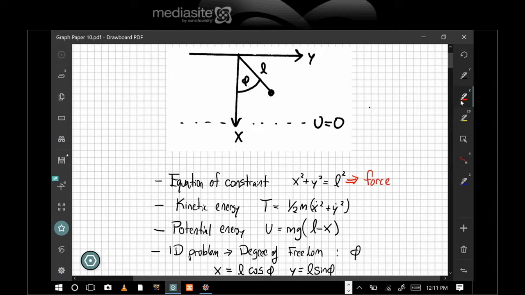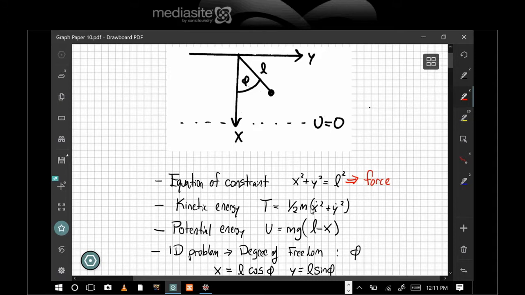Once I have that, I can write down the kinetic and potential energies. The kinetic energy is 1/2 mv squared, but again, I have to break it up into x and y components. For the potential energy, to be meaningful I have to define the zero of potential energy. I define it at this point here, where the bob is all the way down here. That gives me the kinetic and potential energies.